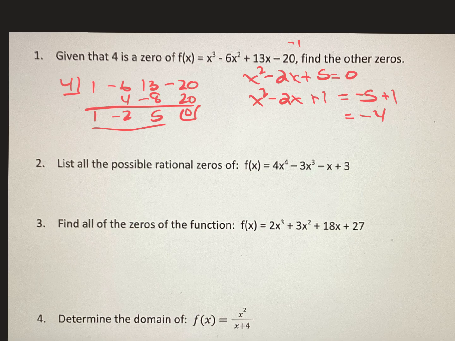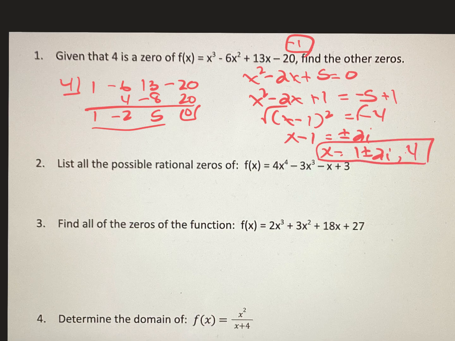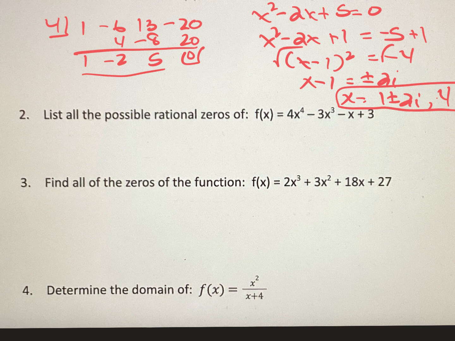The right-hand side, that's negative 4. The left-hand side, you can factor like x minus 1, x minus 1. And remember, the half up there is what goes in your parentheses every time. Take the square root. You get x minus 1 is plus or minus 2i. So my final two answers are 1 plus or minus 2i. And don't forget the 4 you started with. There's all the zeros.